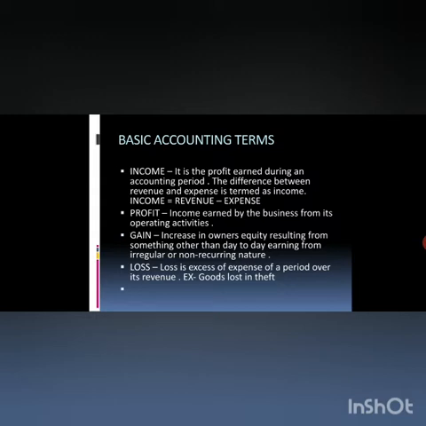Now, gain. Gain is increase in owner's equity resulting from something other than day to day earning, from irregular or non-recurring nature. Now, loss. Loss is excess of expenses of a period over its revenue. Example: goods lost in theft.